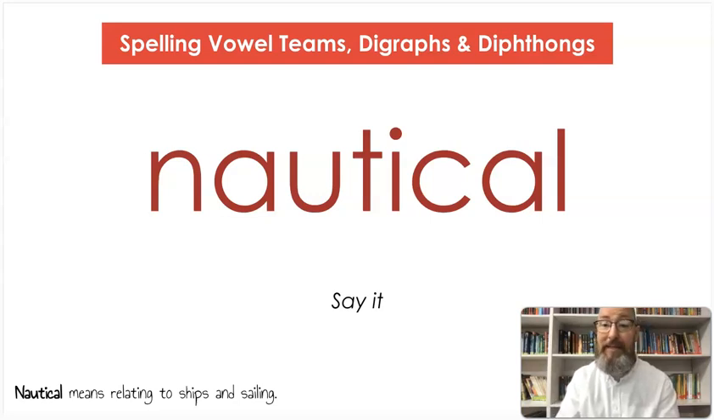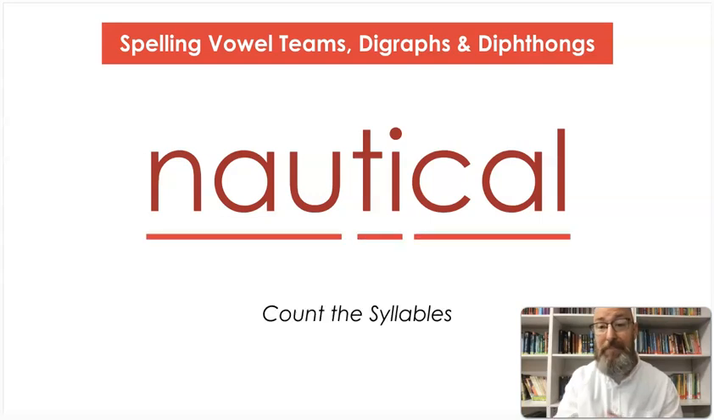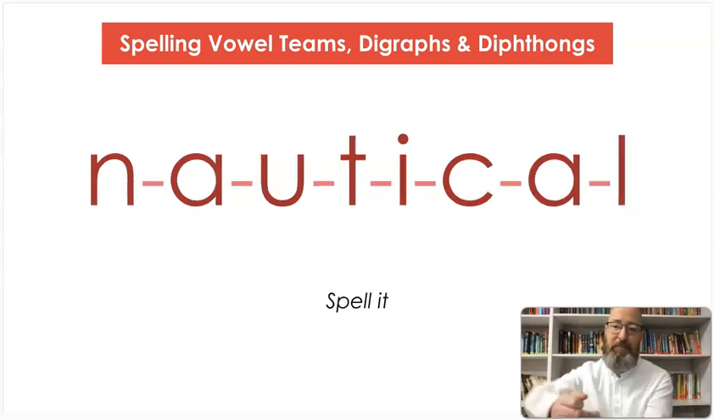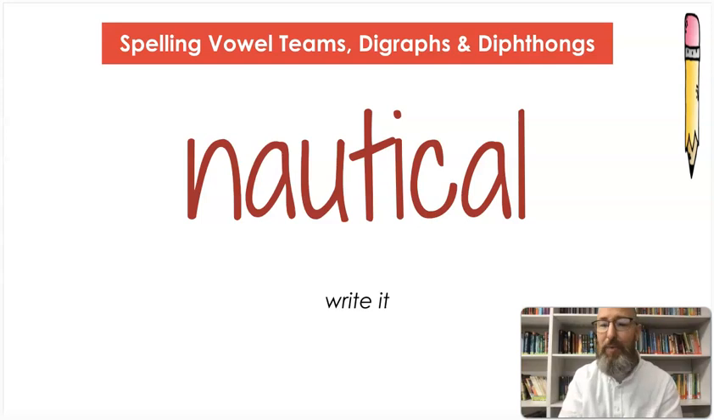The next word is nautical. Say nautical. Nautical means relating to ships and sailing. Count the syllables. Nautical. Nautical. Let's spell it. N-A-U-T-I-C-A-L. Nautical. And let's write it.